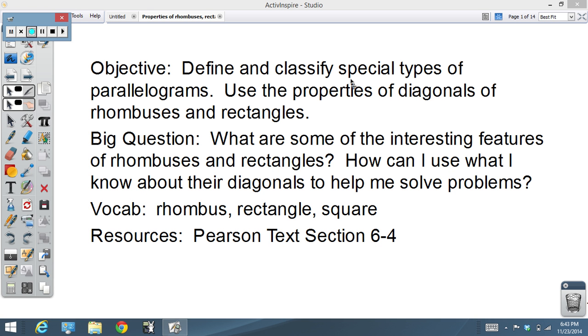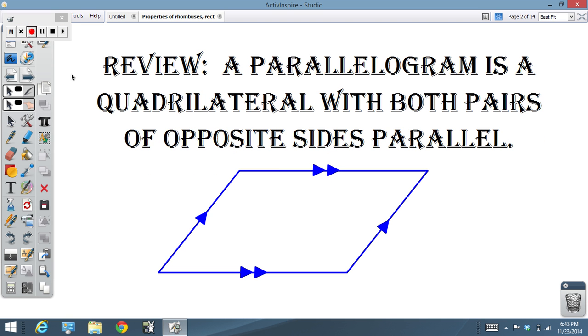So we're going to look at classifying them using the properties of the diagonals and that sort of thing to learn a couple new things about those particular shapes. Now, let's talk about what those are. Little review. We're still on our parallelogram kick, okay? Rhombuses, rectangles, and squares are all parallelograms.